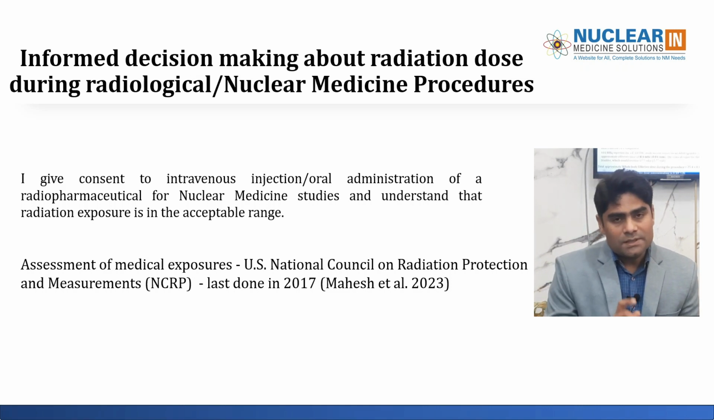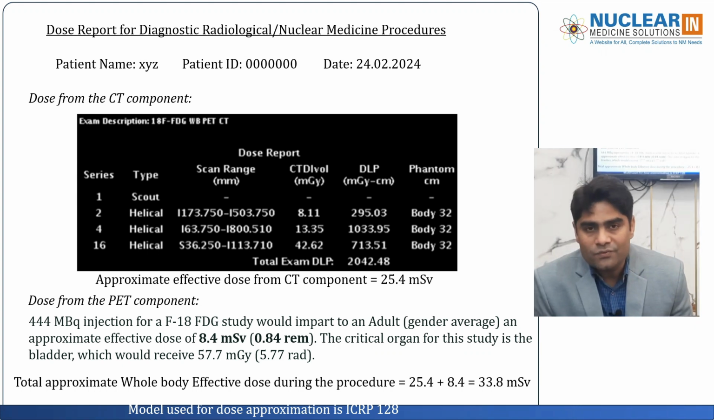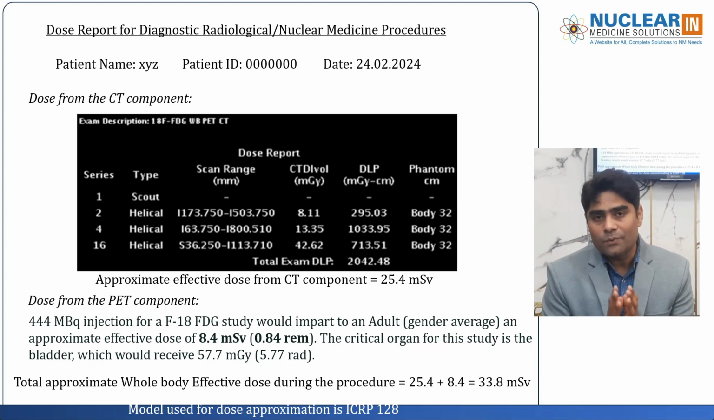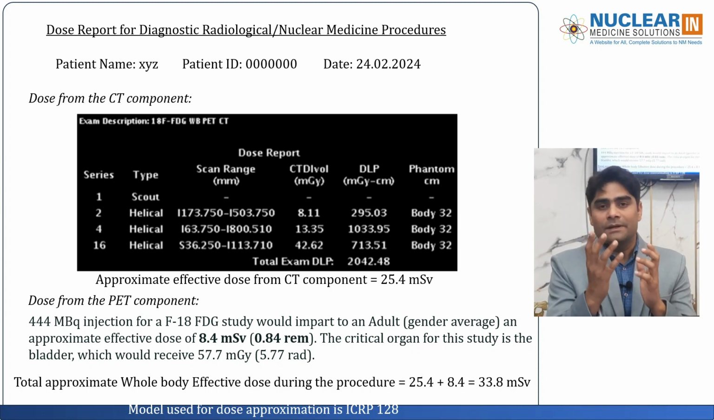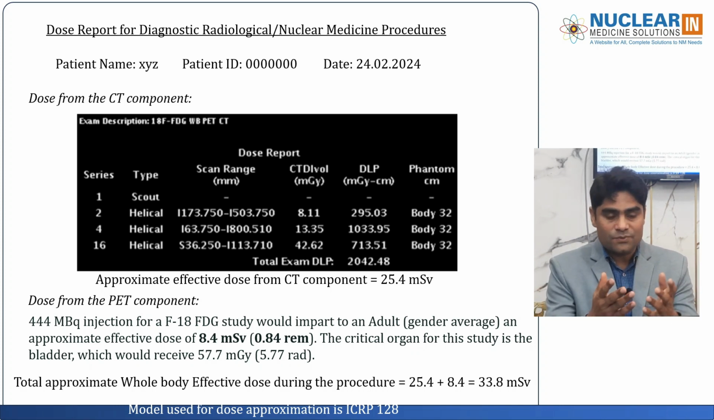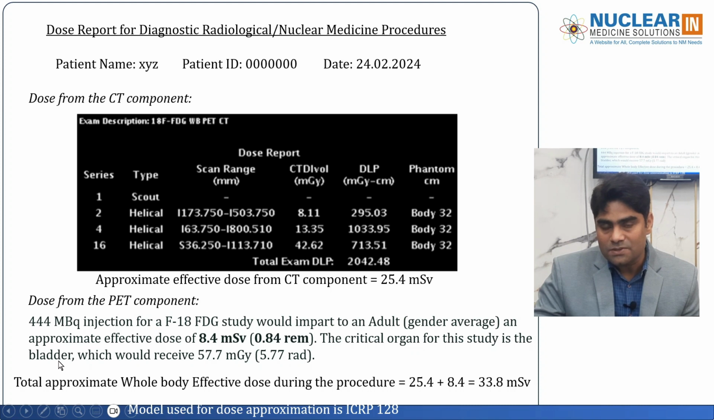And when a patient comes for diagnostic or therapeutic purposes and is given a report where the clinician writes all the findings, should that report not be supplemented with a dose report, which may include information like the dose report for this procedure, where the patient name, patient ID, and date of the study are mentioned, the dose from the CT component, the dose from the PET component, and the total whole body dose which the patient would have got.